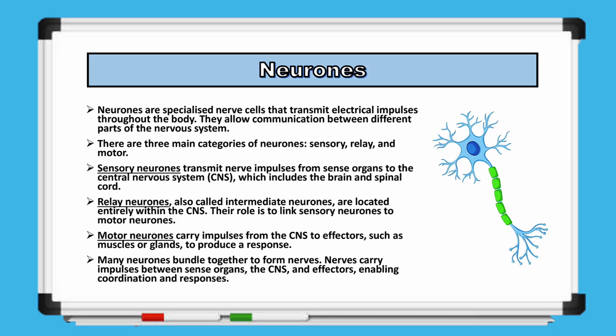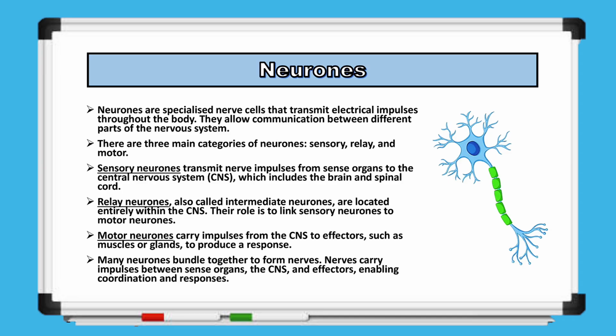Sensory neurons carry nerve impulses from sense organs to the central nervous system, CNS, which consists of the brain and spinal cord. Relay neurons, also known as intermediate neurons, are found entirely within the CNS. Their function is to connect sensory neurons to motor neurons. Motor neurons transmit impulses from the CNS to effectors, such as muscles or glands, producing a response.